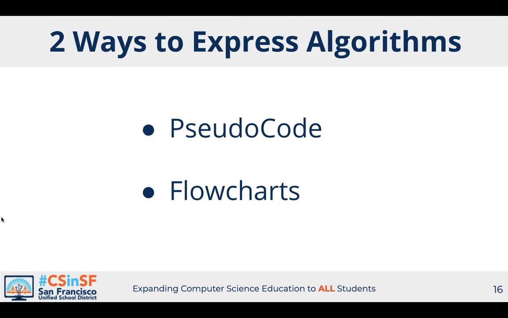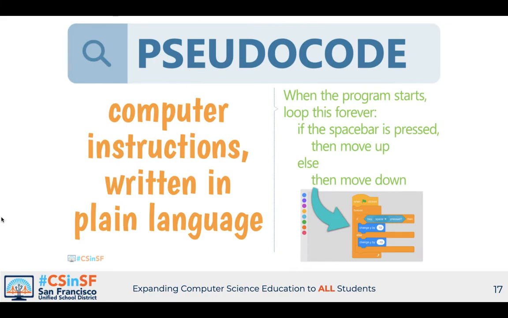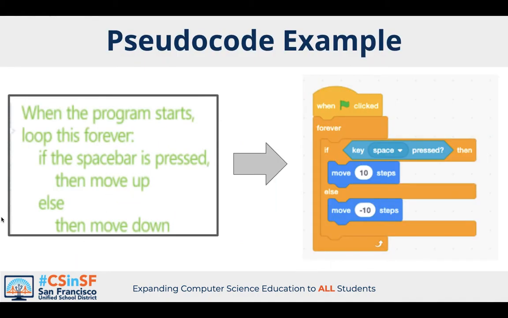There's two basic ways to express algorithms outside of code. They are pseudocode and flowcharts. So pseudocode is the act of writing computer instructions in plain language. A basic example might be: when the program starts, loop forever, the conditional if the spacebar is pressed, then move up, or else move down. So you'll notice that this is written out in natural language.